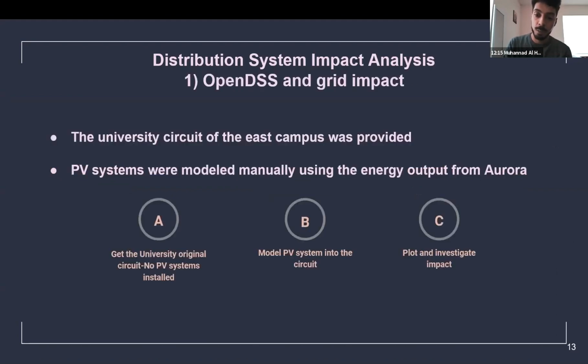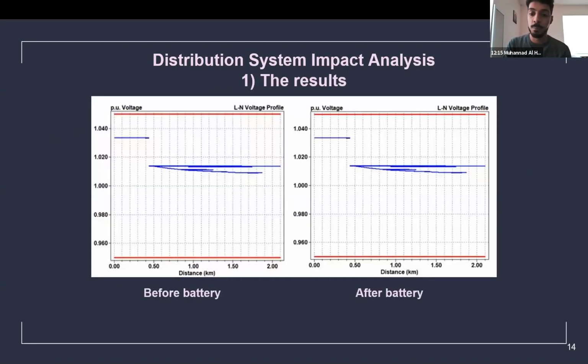For the modeling and simulation process, we acquired the university circuit, which was provided by the competition, and started modeling the PV system in the existing circuit. We then extracted the voltage violation exception file and plotted the grid voltage after installing the PV system and after installing the battery, which we will get into soon. So the result we got before and after installing the battery indicates that our system is under the set limits, which are 5% above and under the nominal value. Therefore, this indicates that the system doesn't experience any overvoltage and doesn't require any upgrades or smart control.